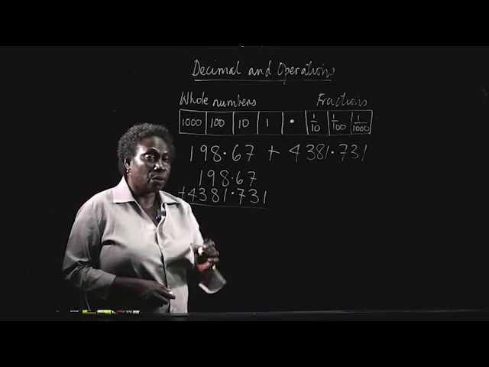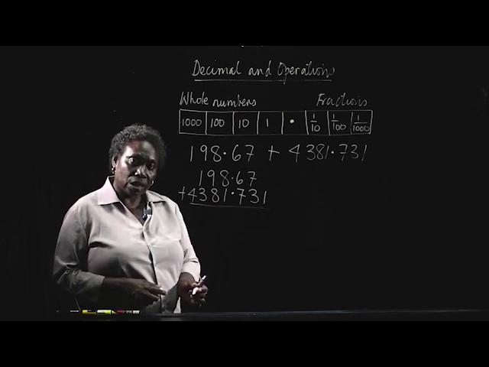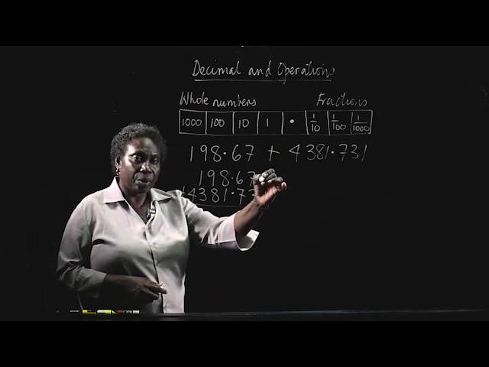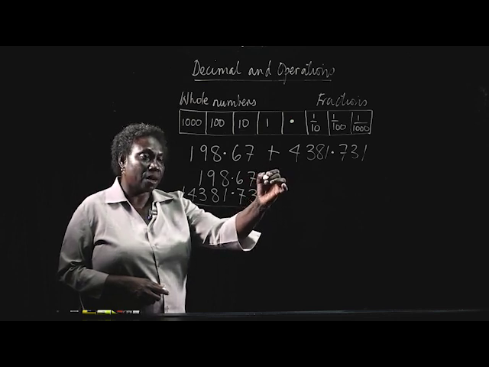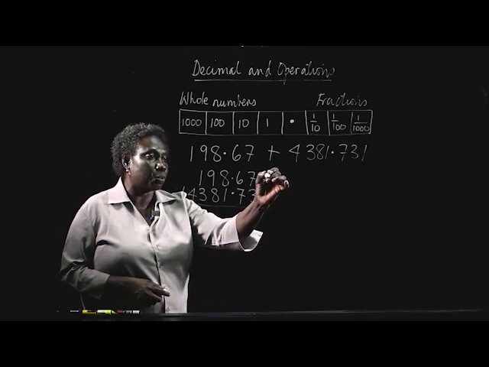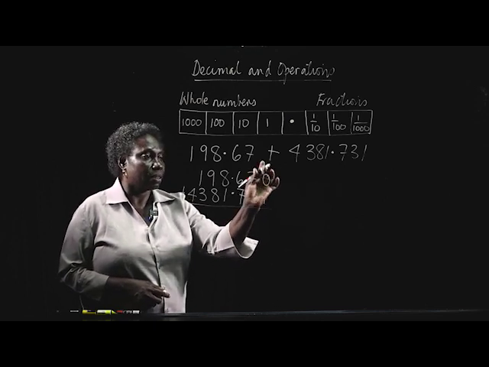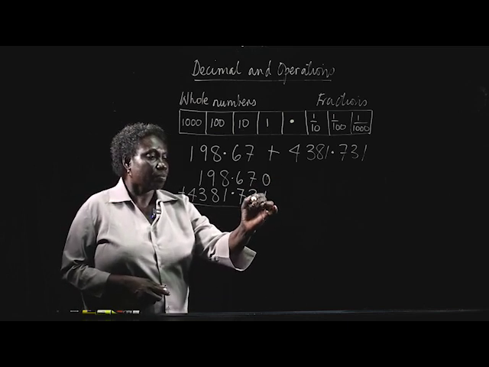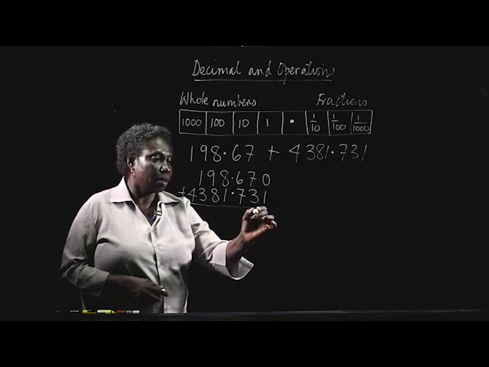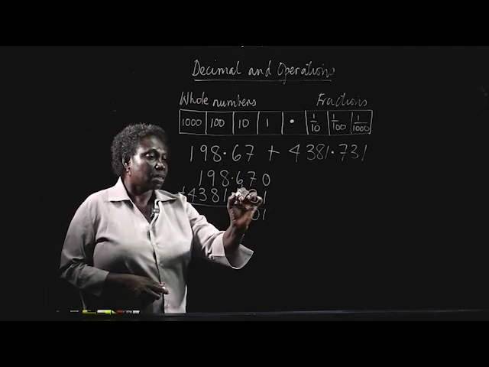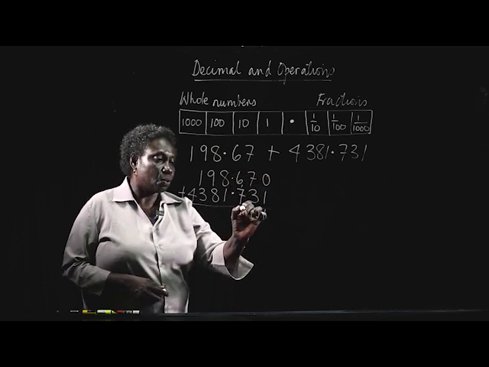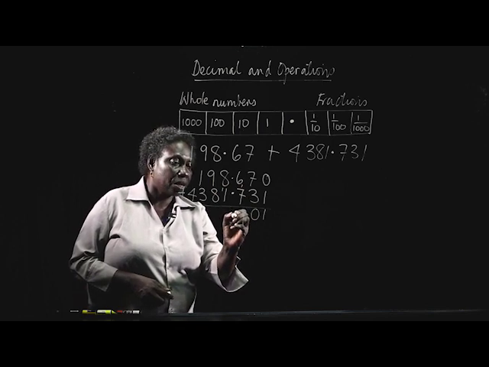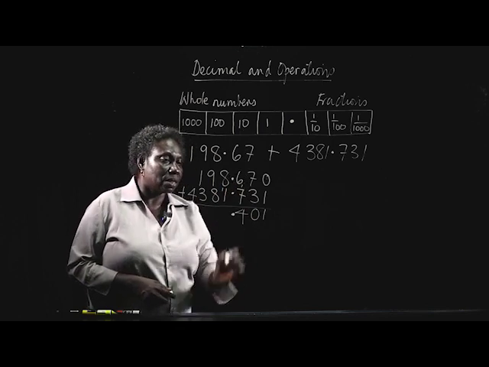Now, when we add decimals, we always start from the right. If we look at the 1, there is no number that represents the thousandths in 198.67, so I'll put a 0 there to make it complete so that my addition is accurate. 1 plus 0 is 1. 3 plus 7 is 10, put down 0, carry 1. 7 plus 6 is 13, plus 1 is 14, put down 4, carry 1, and the decimal point must be underneath the 2 decimal points there.